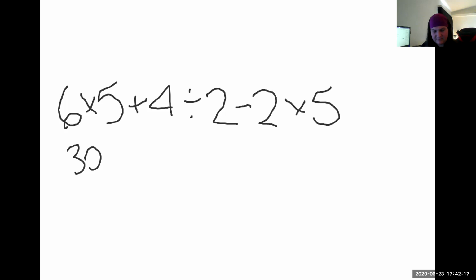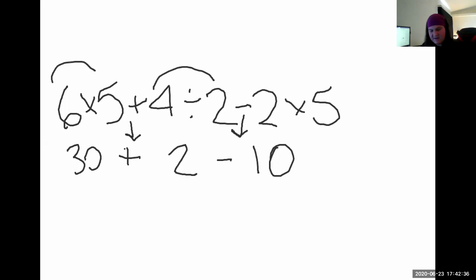4 divided by 2 is 2. Keep moving down the line. 2 times 5 is 10. And we can just drop these operations because we've broken these down basically into their own parentheses. So 30 plus 2 minus 10. 30 plus 2 is 32 minus 10 equals 22.